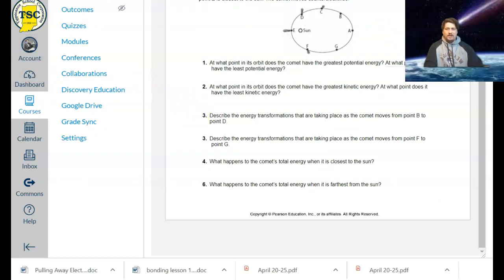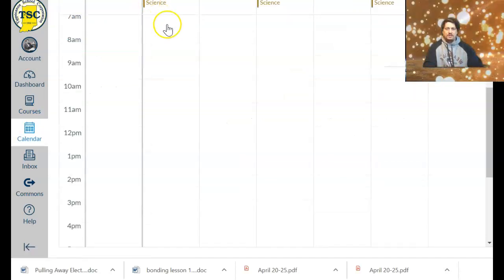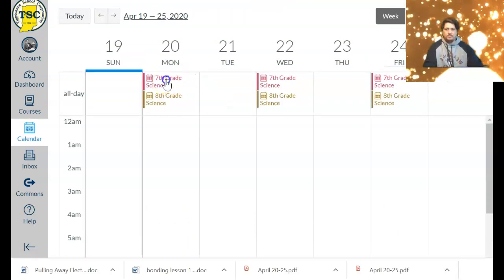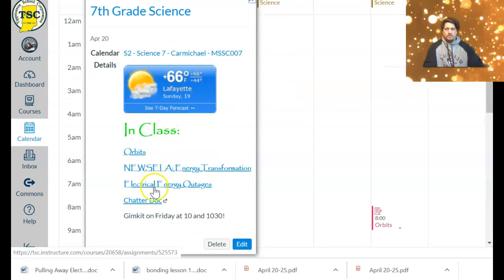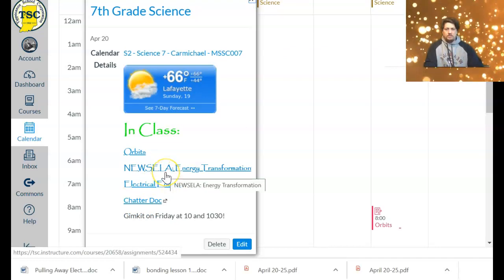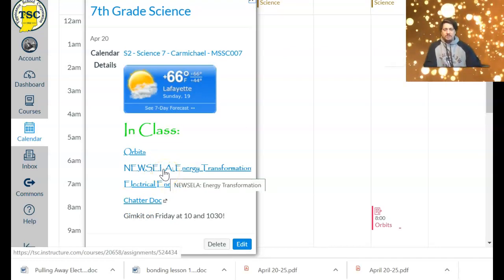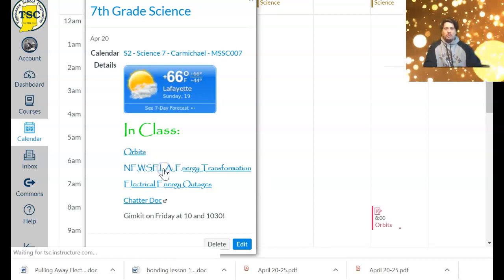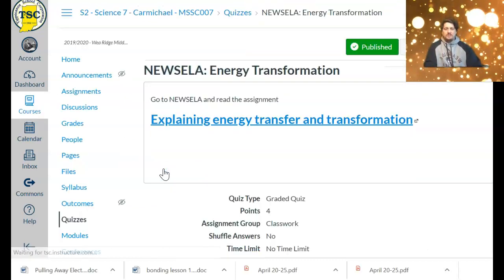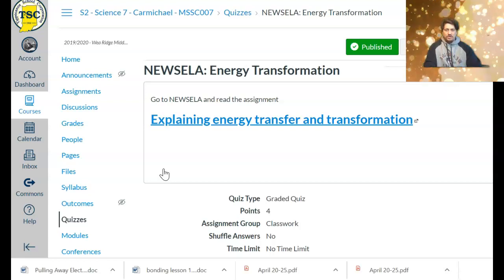When you finish with that, move on to the next part of the assignment, which we see on the calendar. It's a Newsela article, Energy Transformation. We can talk about how energy changes shape, changes forms. Remember, because of the law of conservation of energy, it can't be created or destroyed.